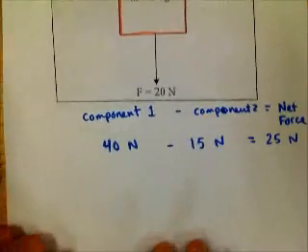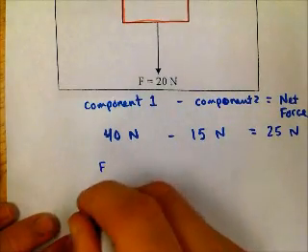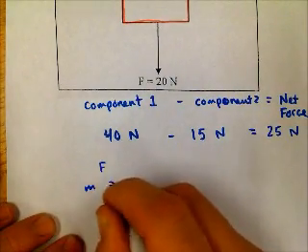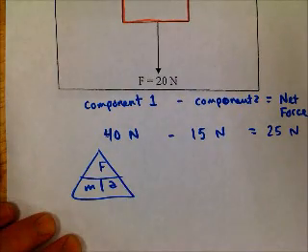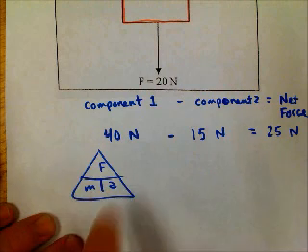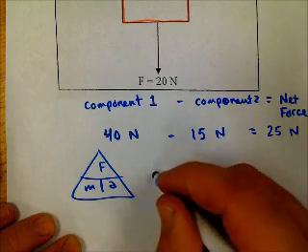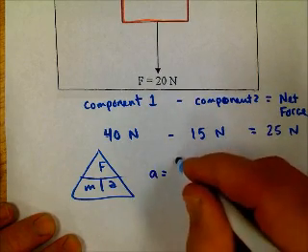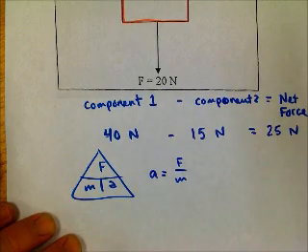Now the second part is we want to actually figure out the acceleration. If you remember our triangle, you cover up the thing that we're looking for. In this case, we have force, mass, and acceleration. We're looking for acceleration. So our equation is force divided by mass. So we have A equals F over M. Now that force, remember, is our net force.